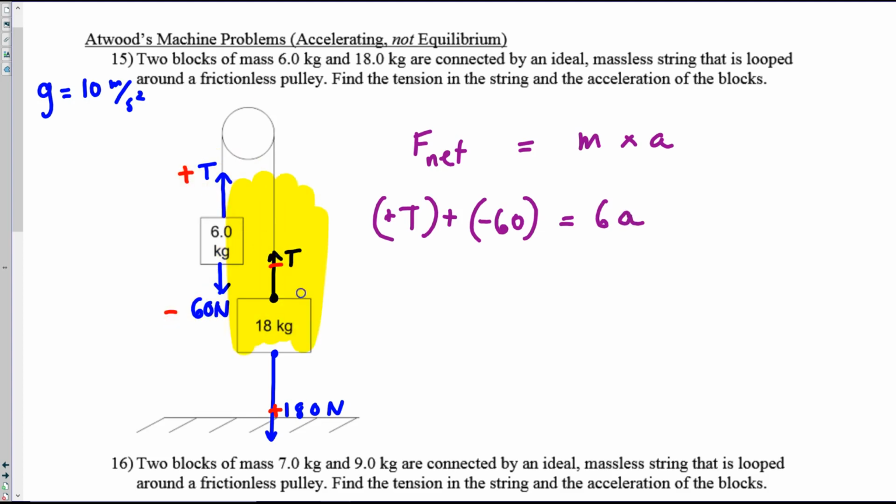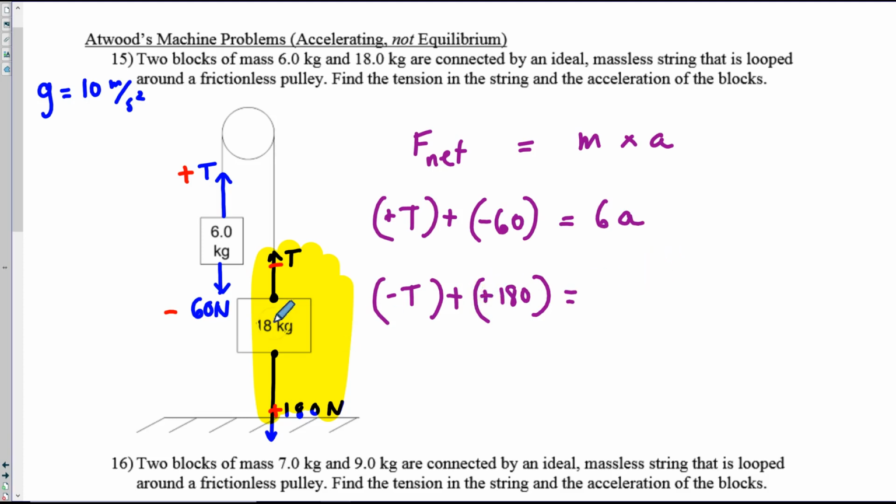Then I turn my attention to the other block. I take the net force, just like before. Okay, there are two forces acting. The net is just the sum of the forces. So I've got tension, which is negative because it's opposite the motion. And I've got 180, which is positive. That block's mass is 18. And its acceleration is the same a as the other block.